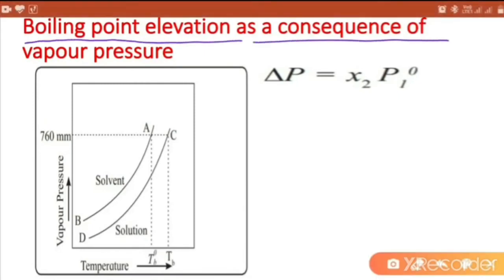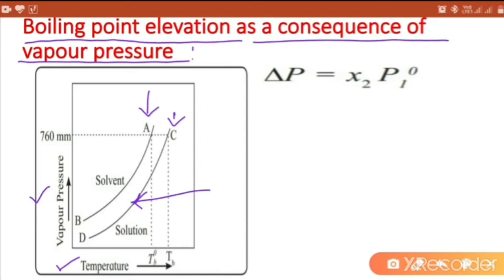Boiling point elevation as a consequence of vapor pressure. To understand the elevation of boiling point, let us compare the vapor pressure of solution and pure solvent. See the graph of vapor pressure versus temperature, which shows the curve CD and curve AB, in which curve CD is below the curve AB.